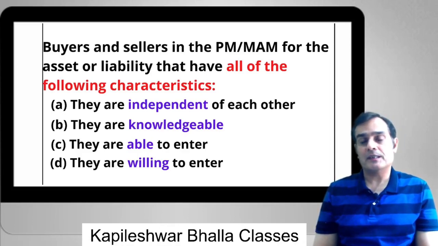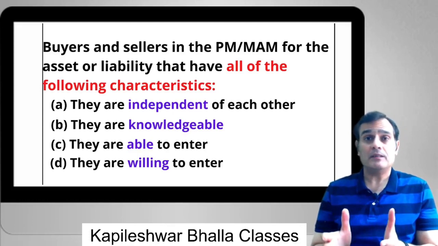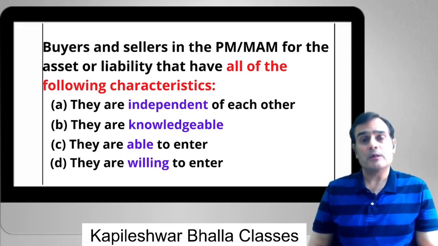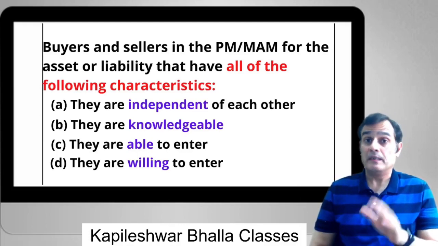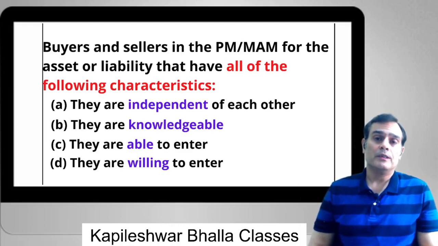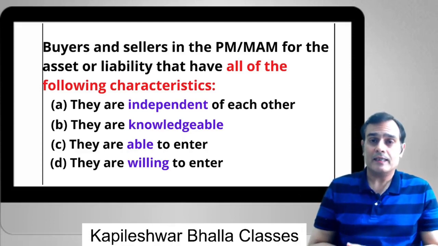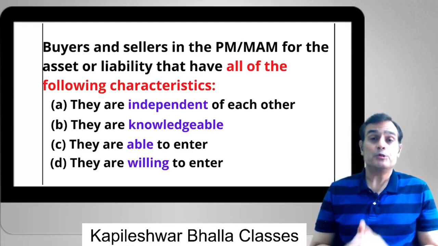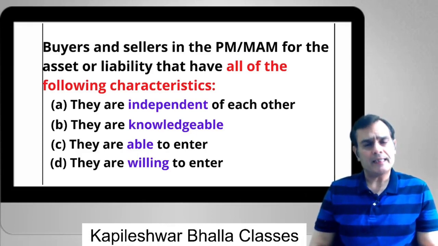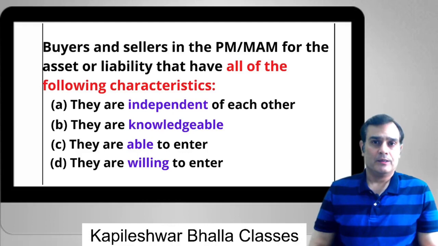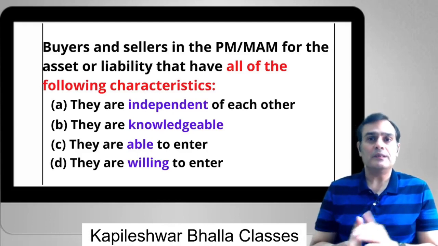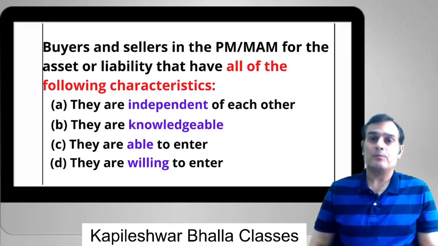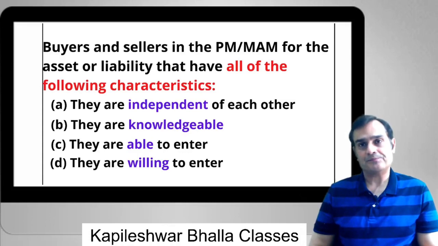And the 4 characteristics are given in the Ind-AS. One is they're independent of each other. They should not be related under the purview of Ind-AS 24. But nevertheless, it does not preclude determining a fair value between related parties, provided they have actually dealt on normal commercial transaction terms. They need to be knowledgeable, and they should be able to enter into the transaction, and at the same time, they should be willing to enter. So if they've got all those 4 characteristics, then we can say that yes, they can be considered as market participants for a hypothetical transaction in determination of the fair value.